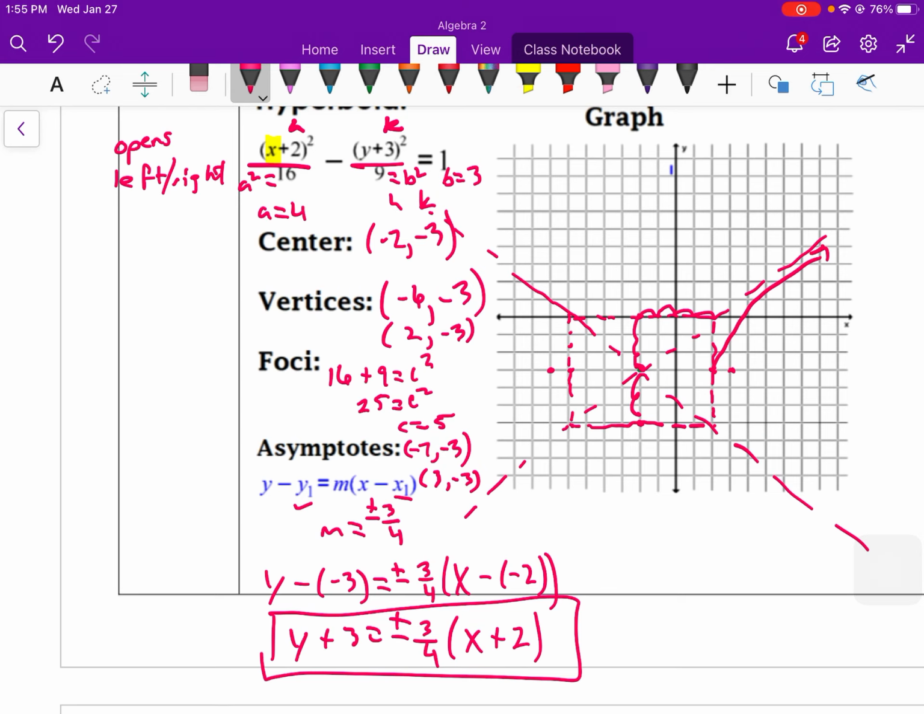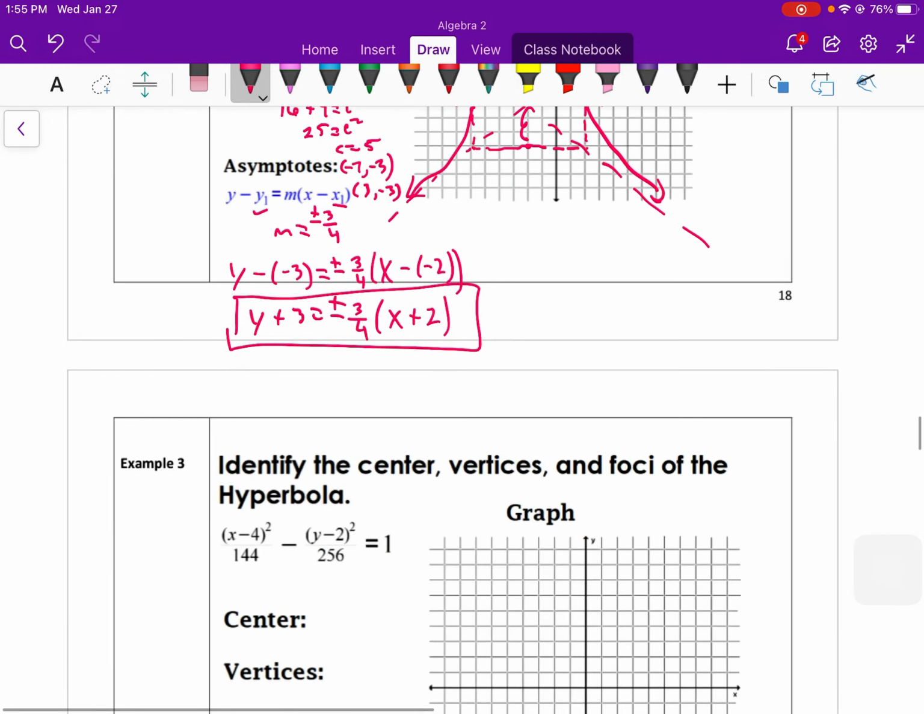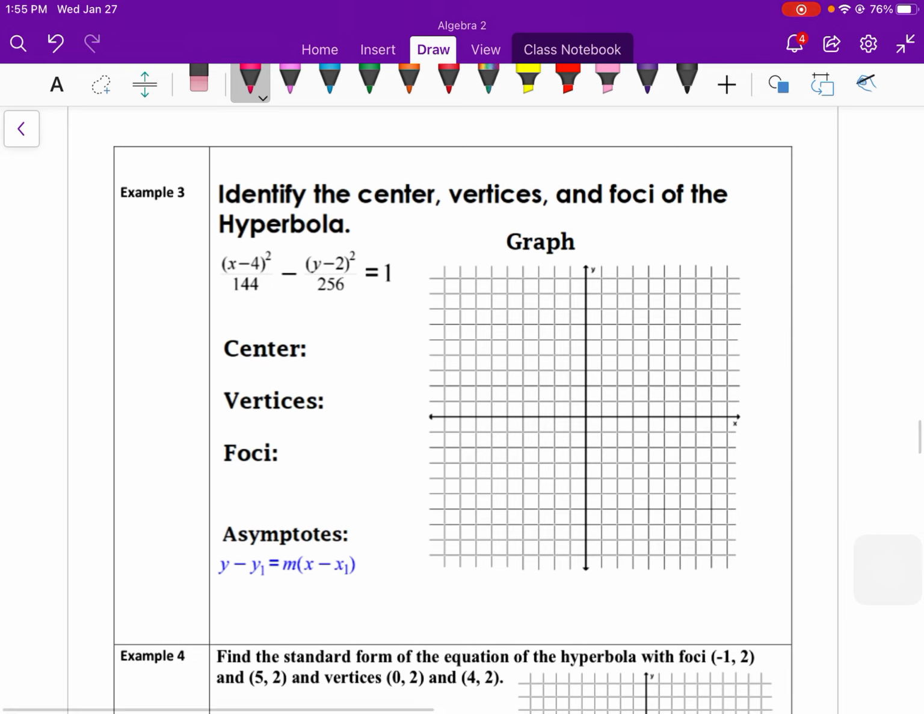These are our asymptotes. They go through the diagonals. And it opens left and right. We have our focal points. We approach the asymptotes. Okay, so this is where I could see some getting confused. Now it leads with x again, so opens left and right.